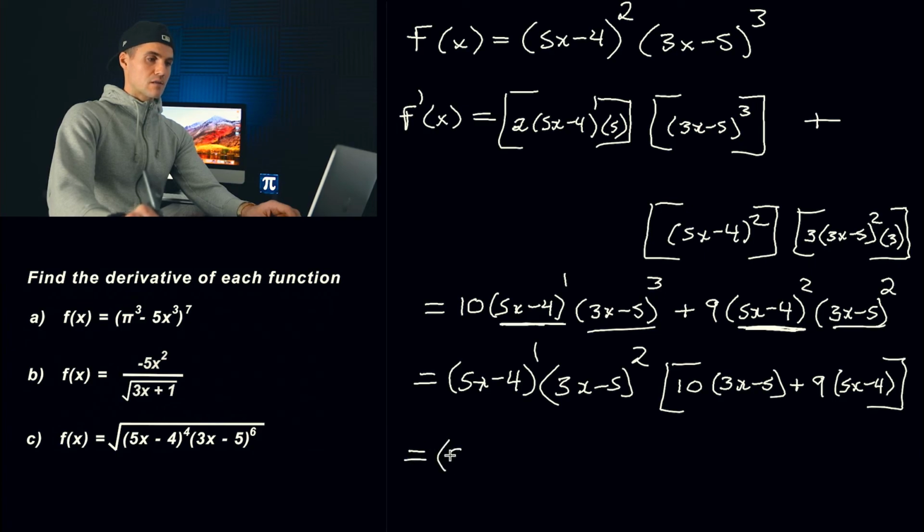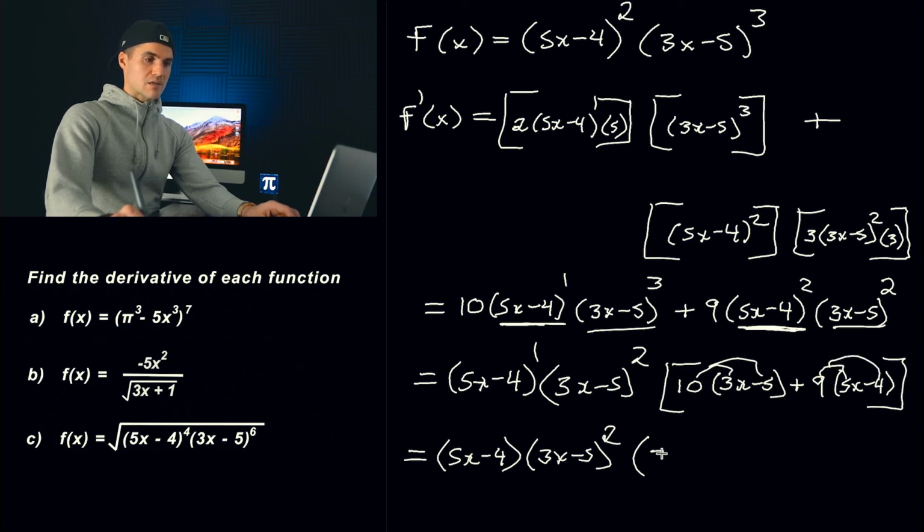Okay, and so simplifying this, 5x - 4, don't have to write that 1 anymore. (3x - 5)^2. And then you want to simplify this bracket. Let's actually just put circle brackets. So distribute, okay, so this would be what, 30x plus 45x, that would give us what, 75x. Then we have negative 50 minus 36, which would give us minus 86, right? Yeah, minus 86, like that.